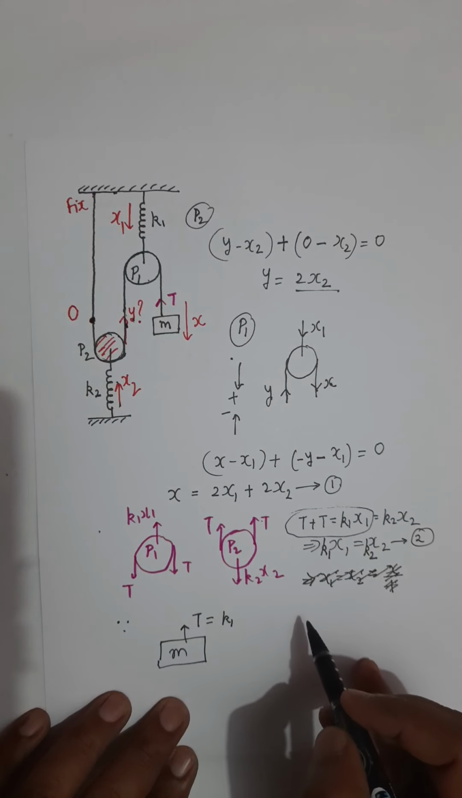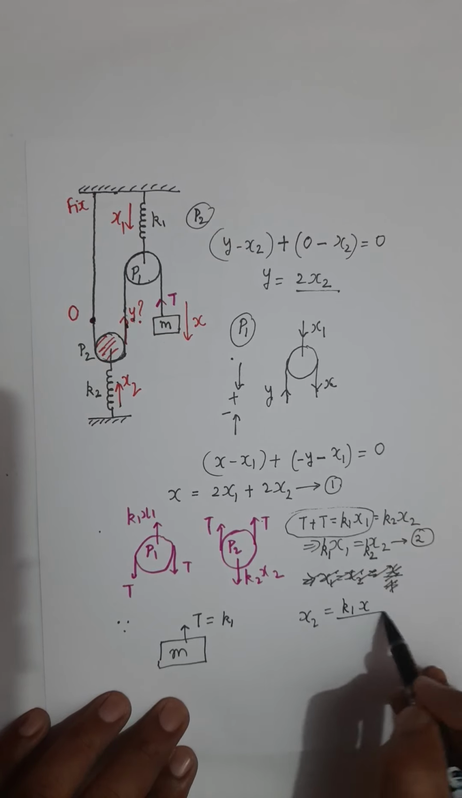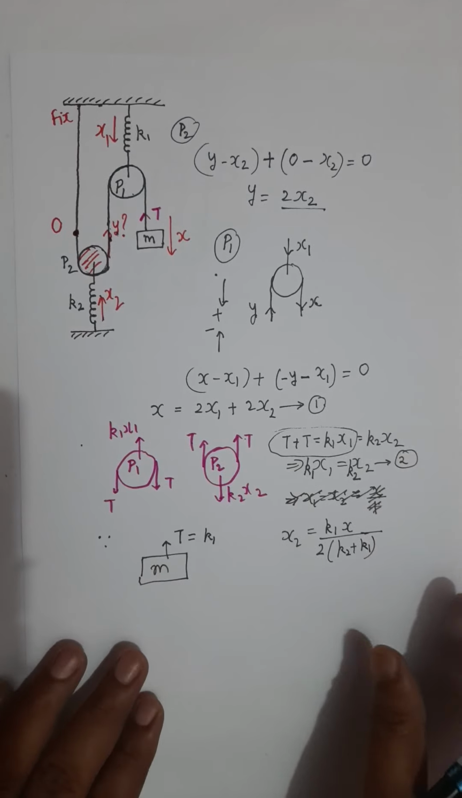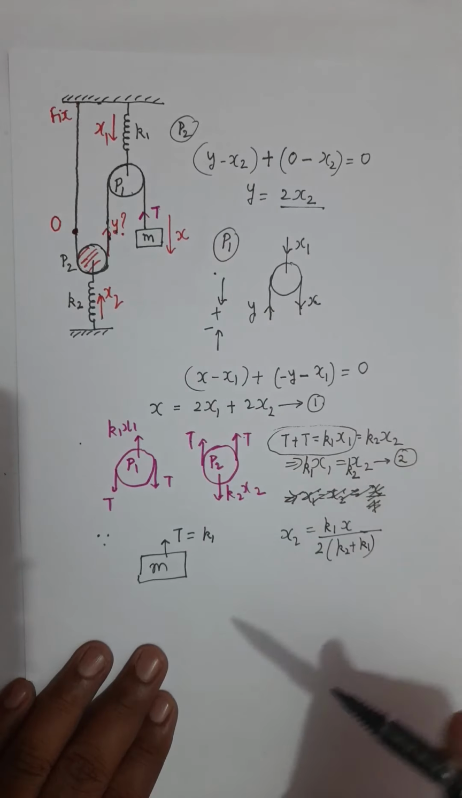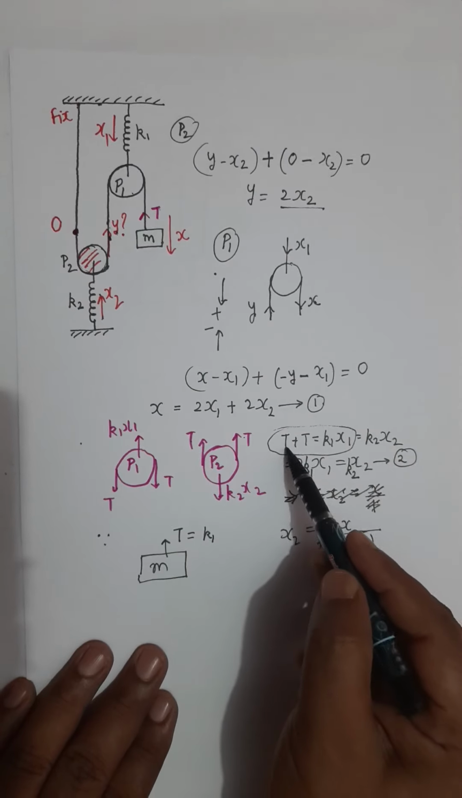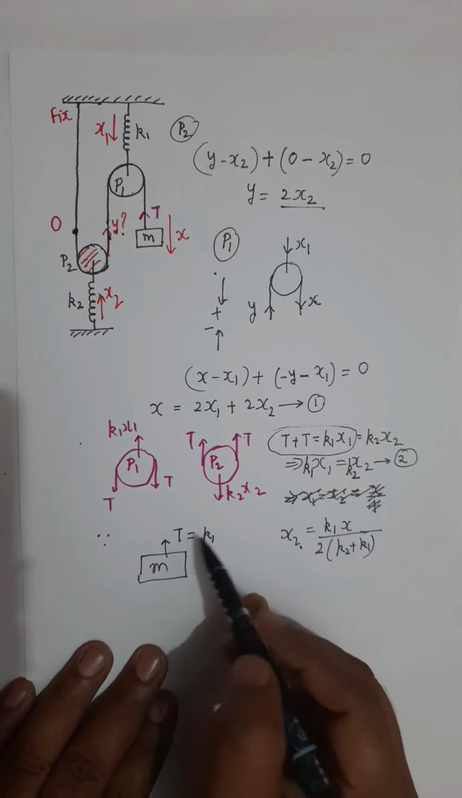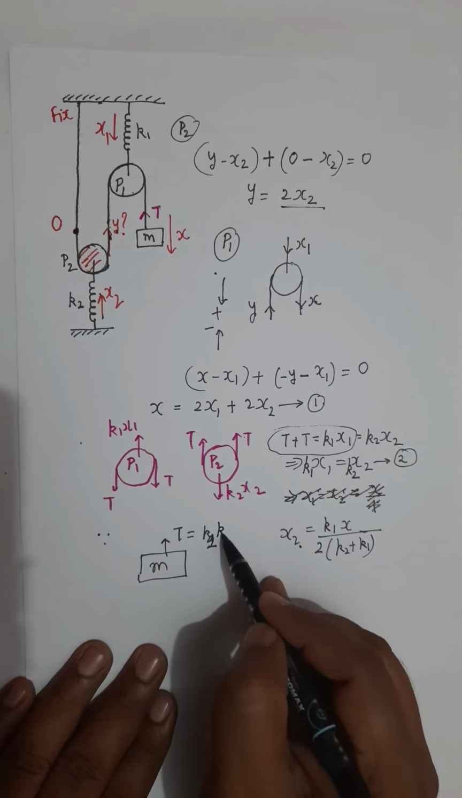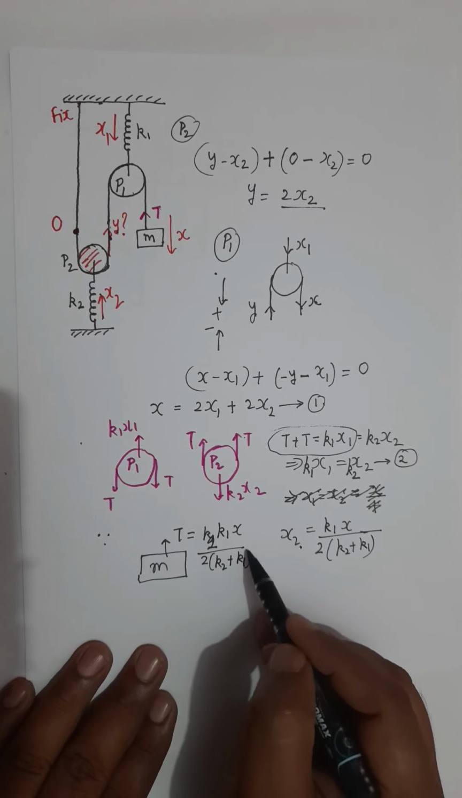If I solve for x1 and x2 from here, I get x2 equals k1 times small x over 2 times k2 plus k1. Similarly, you can get the value of x1 also. Now the block will experience a force which is capital T. That capital T is actually k2 x2. You have obtained the value of x2, so you can write T equals k2 multiplied by this x2, which is k1 x over 2 times k2 plus k1.